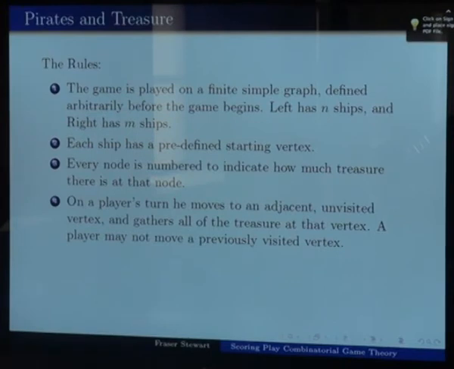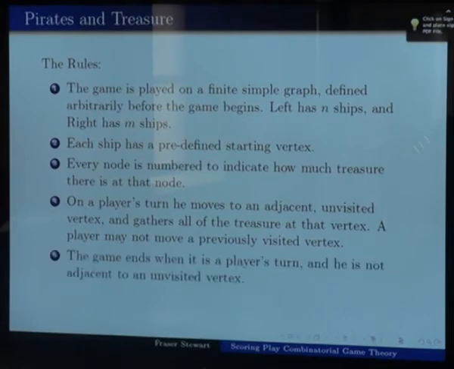And so on a player's turn, he moves to some adjacent unvisited vertex, and when he does that, he gets all the treasure at that particular vertex. And a player cannot move to a previously visited vertex. And so the game ends when it's the player's turn, and he's not adjacent to any unvisited vertices. And obviously the player that gets the most treasure is the winner.